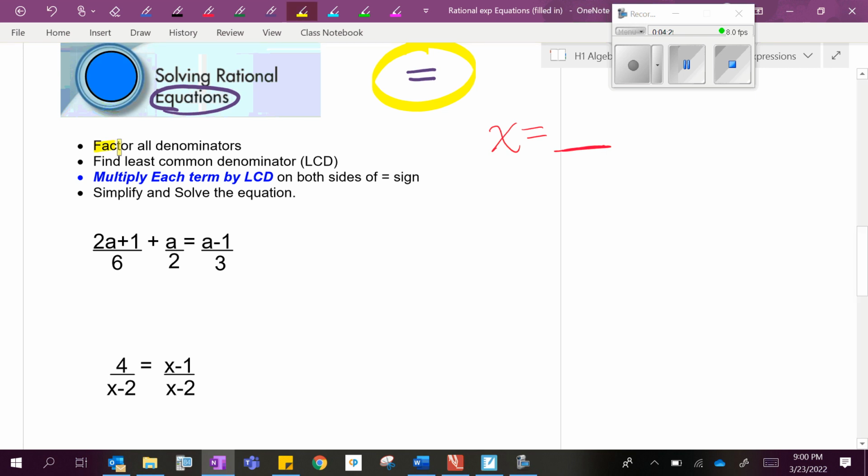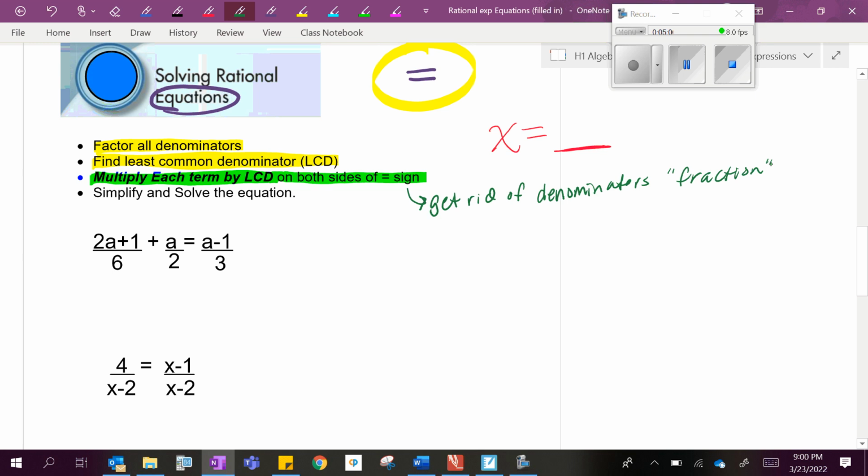So first, we're going to factor all the denominators, really only the denominators. We're going to find our least common denominator, just like we've been doing. But now we're going to take that denominator and we're going to multiply every term by that denominator on both sides of the equal sign. And what that will do is it will cancel out all the denominators. So this will get rid of the denominators, or the fraction part of our equations. And then we can simplify and solve the equation.